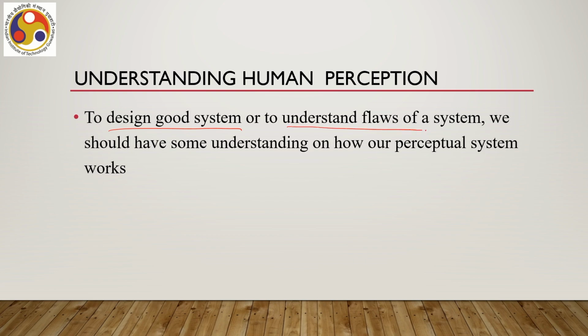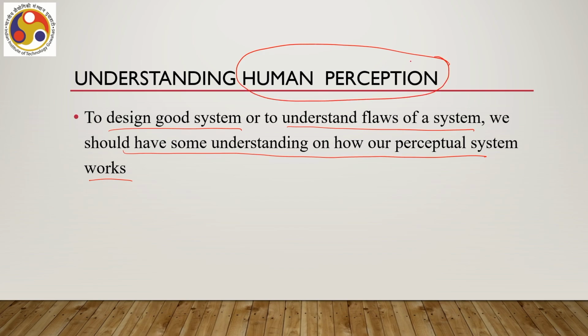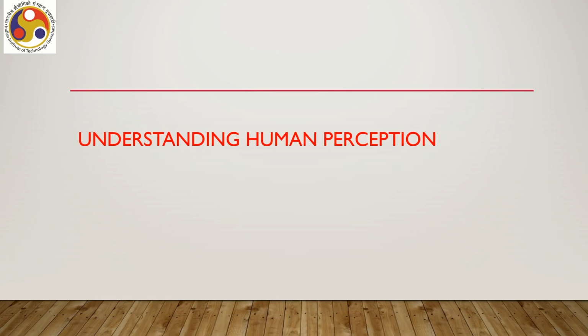To design a good system or to understand flaws of a given system, we should have some understanding of how our perceptual system works. That is the crux of the matter. So, we need to understand human perception for two purposes. One is to design a better system, or to understand the flaws of a current system and improve or resolve those shortcomings. So, let us try to understand the human perceptual system.